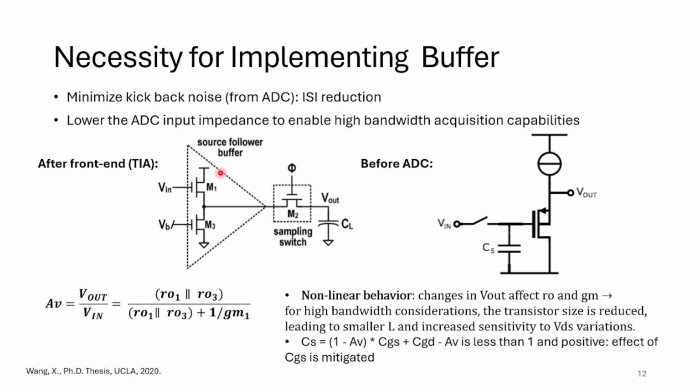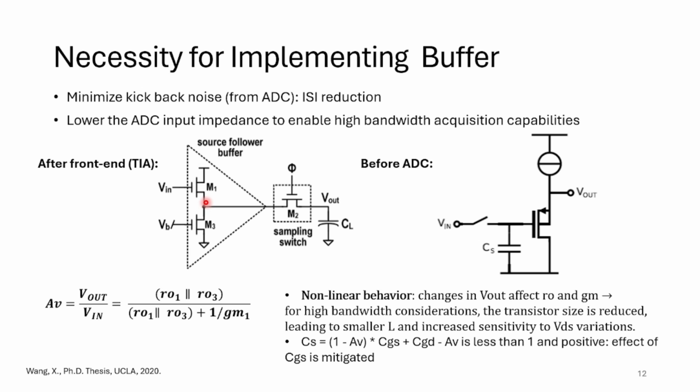The gain of a source follower used as a voltage buffer could be defined by this equation. Here you see the gain is not 1, so it's not ideal, and the gain is also nonlinear, which means if you have variation in the input and the output, RO is changing, GM is changing, so you have a nonlinear effect. Remember, because fast speed matters, you mostly use transistors with very small lengths, which are more sensitive to channel length modulation.